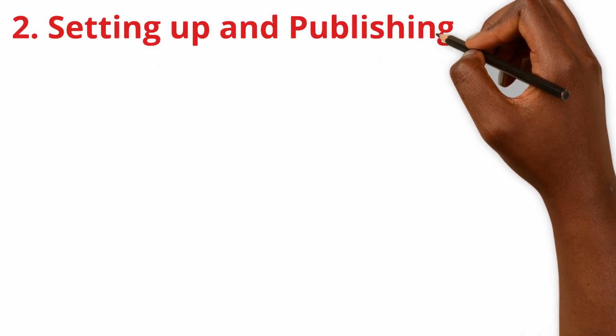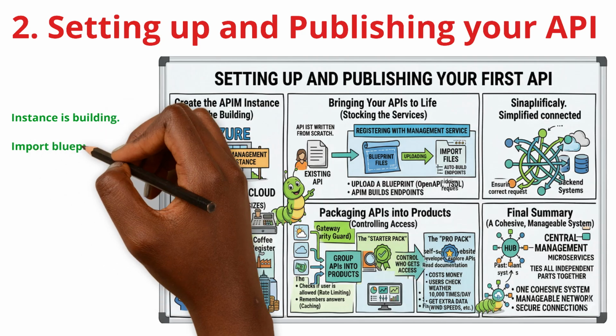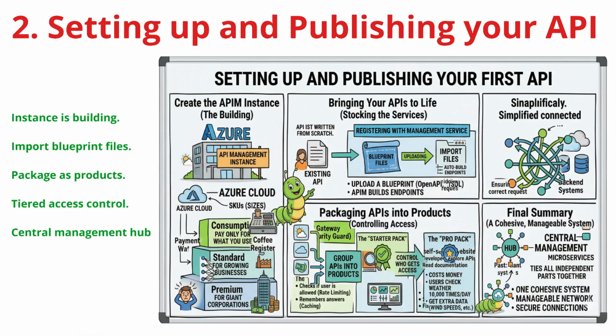Setting up an API management instance is a lot like preparing a new office. Before you open for business, you need a physical building. That's your APIM instance, your dedicated space in the Azure cloud. You get to choose the building size based on your business, picking from a pay-as-you-go consumption plan all the way up to a heavy-duty premium plan.